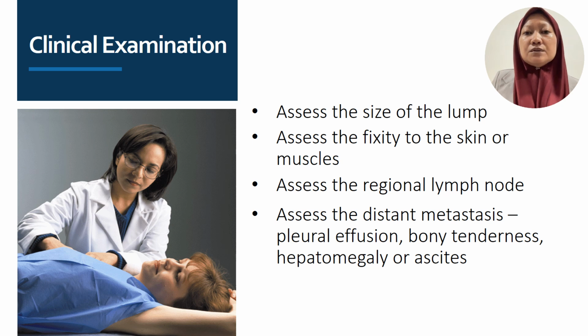The examination also includes checking for enlarged lymph nodes, which may suggest that the cancer has spread to the lymph nodes. And last but not least, the physician will look for signs of metastasis to the vital organs, for example, lungs, liver, and also to the bones. This comprehensive triple assessment is crucial for establishing an accurate diagnosis as well as staging, and ultimately guiding appropriate treatment strategies for the patient.